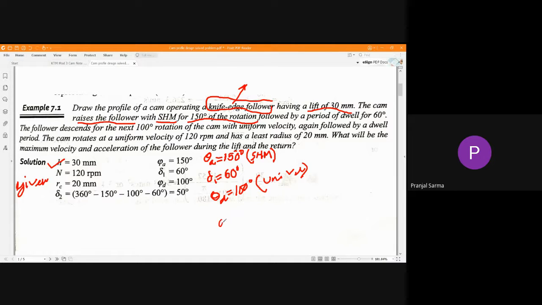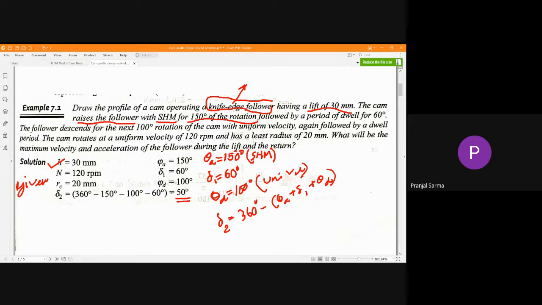So that means a second dwell is there, delta 2. Now, this value is not given. How to find it out? We know that one complete rotation consists of 360 degrees. For the other three strokes, we already have the values. So if I eliminate them, we get the value for delta 2. By doing that, we get this to be 50 degree.